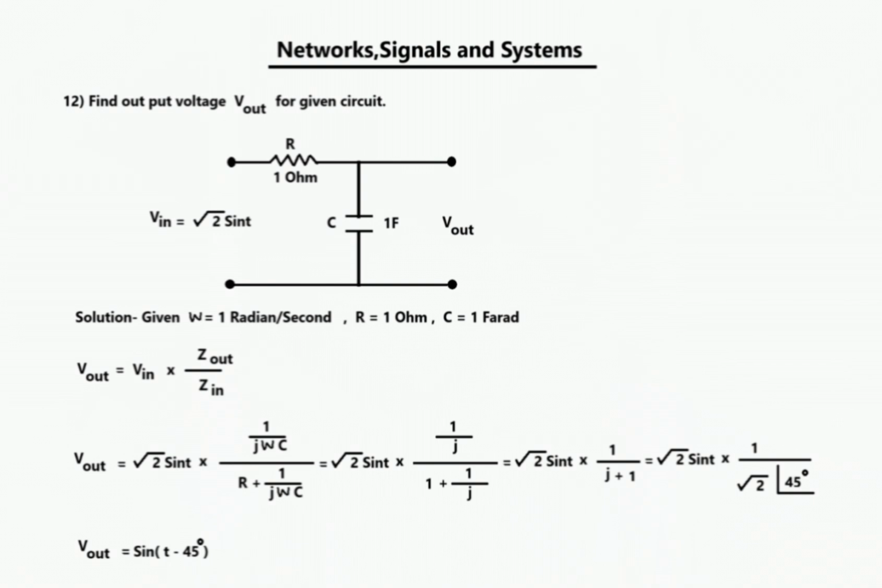This gives Vout equal to root 2 sin t multiplied by 1 upon j omega C divided by R plus 1 upon j omega C. We put the values of R, C and omega. Then we found Vout equal to root 2 sin t multiplied by 1 upon root 2 angle 45 degrees. So Vout equals sin(t minus 45 degrees).